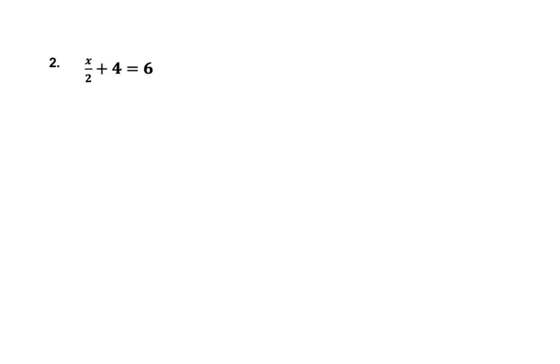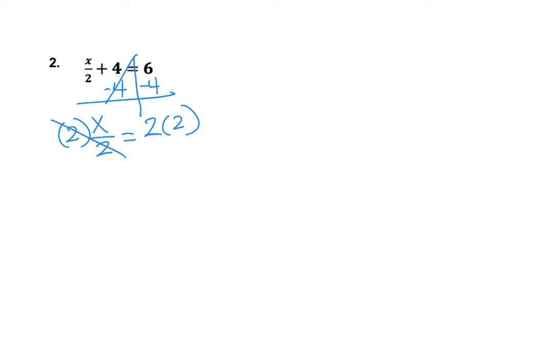All right, number 2, I have x divided by 2 plus 4 is equal to 6. So let's start here. I'm going to start by subtracting out the 4. Now, what's that 2 doing to the variable? It's dividing, so I'm going to multiply by 2 on both sides. And x is equal to 4.